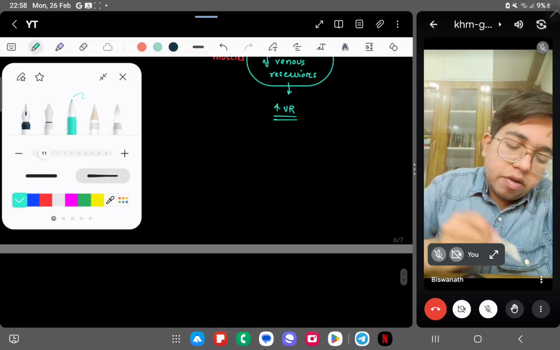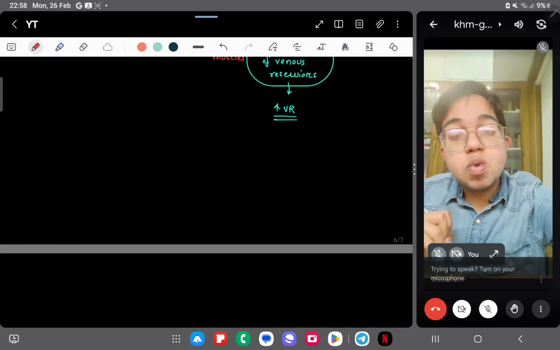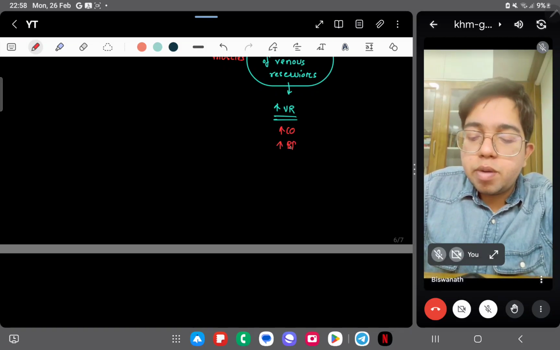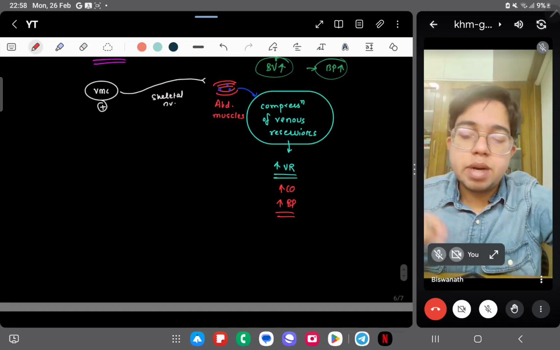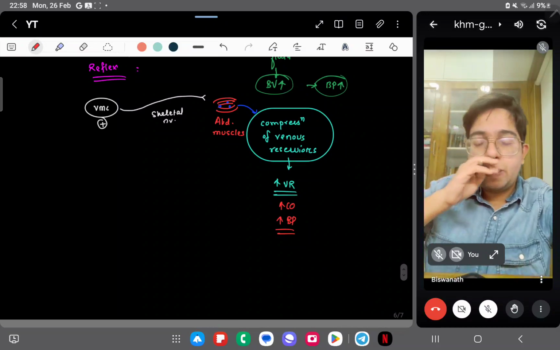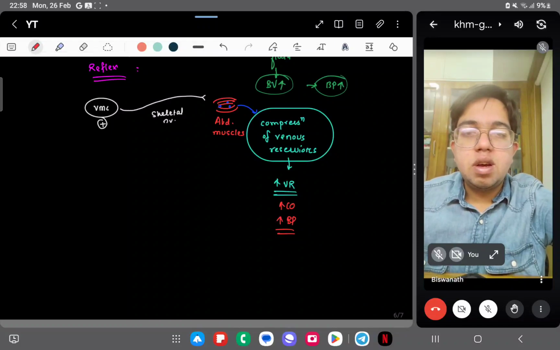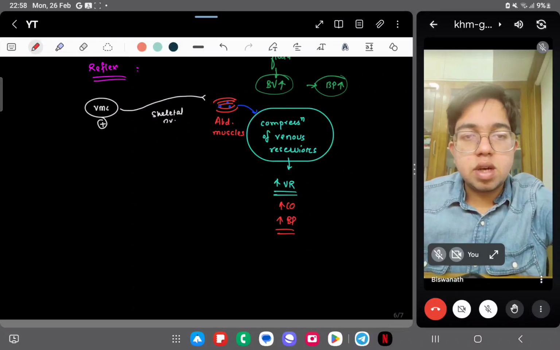And you know about this. If the venous return is more, what does it mean? Your cardiac output will be more. If your cardiac output is more, your BP will be more. A bit absurd mechanism: abdominal muscles and this compression of reservoirs and all. But you can just remember this. Okay, no problem.